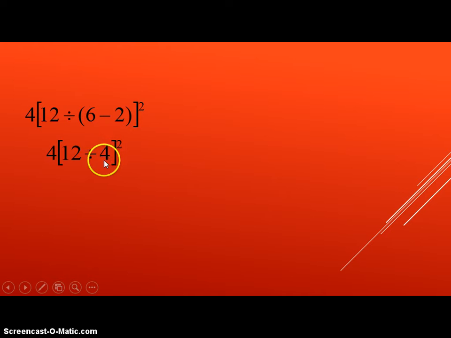So I'm going to do this division because it's inside grouping symbols. And then I'm going to square 3. And then I'm going to finally make that last multiplication. 4 times 9 is 36.